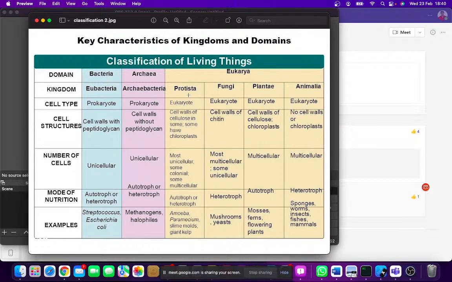Now we also have the Protista. Very good examples of the Protista are the amoeba, the paramecium, the slime mold, and the giant kelp. Some of them have chloroplast and can get their food by themselves, so they can be autotrophs or heterotrophs. Very important: you need to know these various divisions of organisms. You can see how the divisions relate to their modes of nutrition, the number of cells they have, and their cell structures.